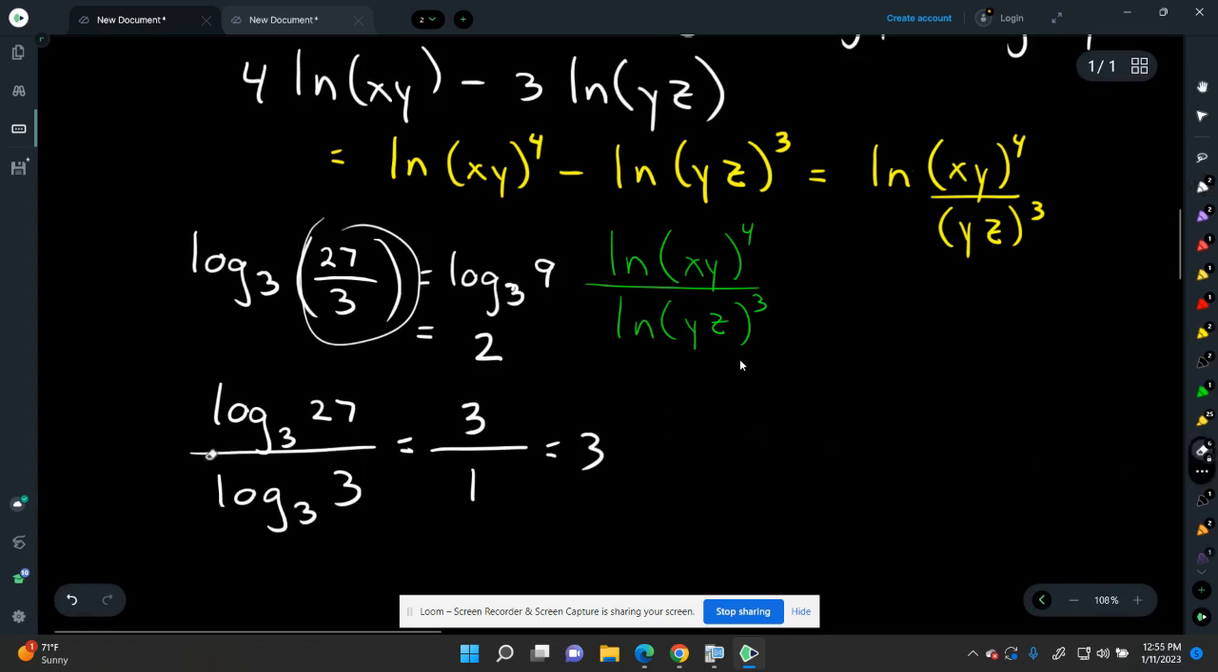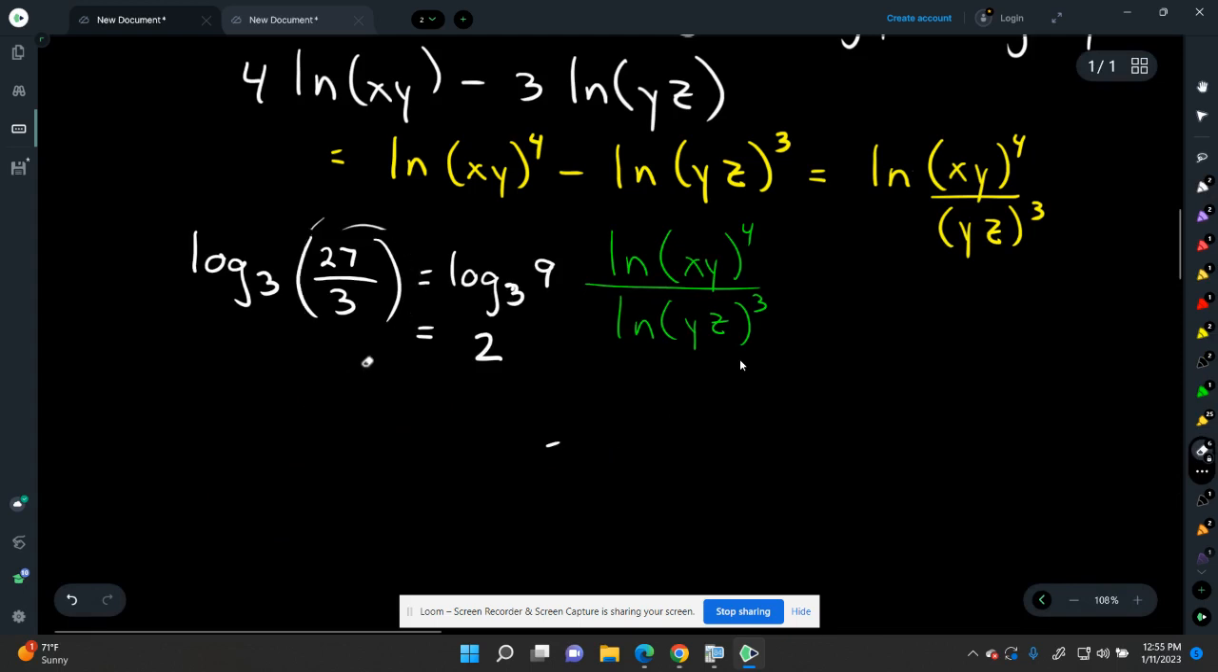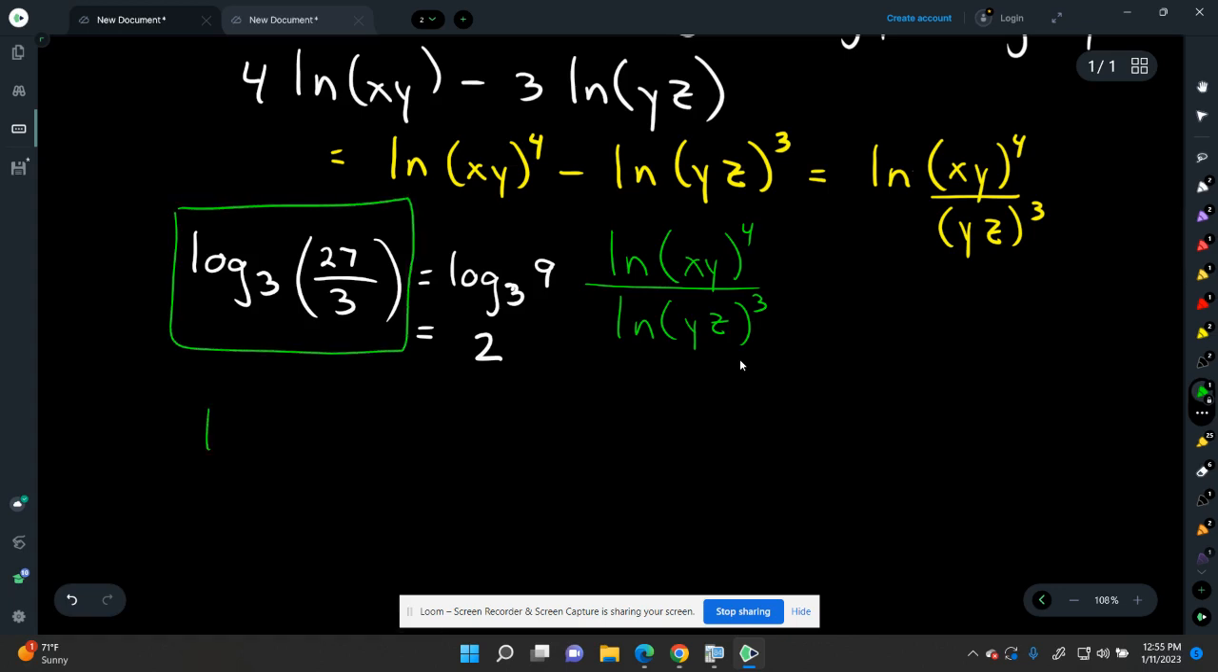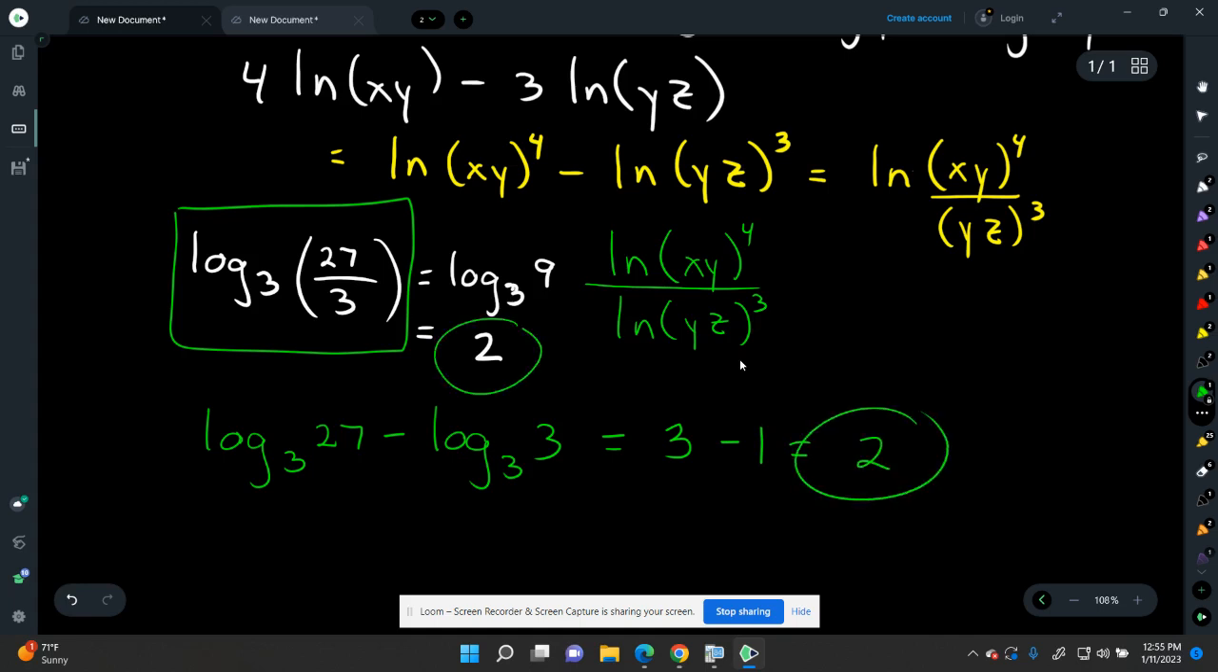However, notice, let's use our properties, right? Our properties of logarithms say that I can take this log base 3 of 27 over 3 and rewrite it as log base 3 of 27 minus log base 3 of 3. What's the log base 3 of 27? 3. What's the log base 3 of 3? 1. 3 minus 1 is 2, and that's what I know that equals. Okay, so you see how they work?